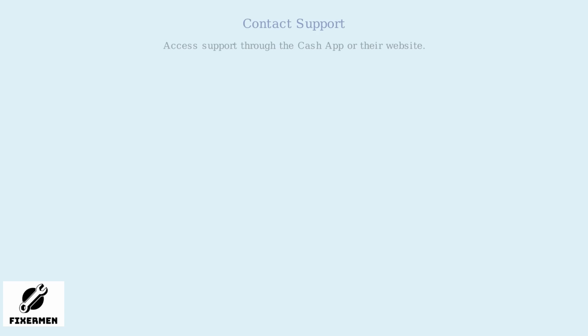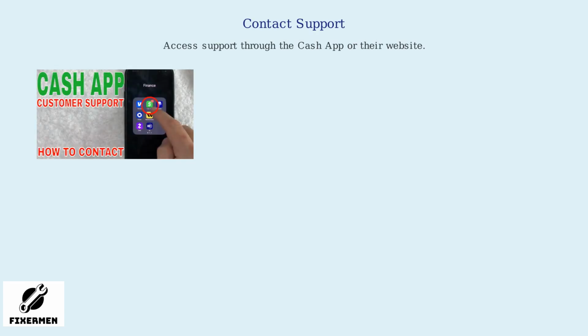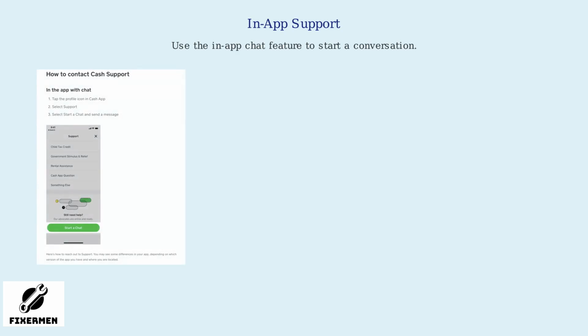If none of the previous steps resolve error code 1003, contact Cash App support directly. You can access support directly within the Cash App itself or through their official website. Within the app, navigate to the support section where you can select your issue category and start a chat.